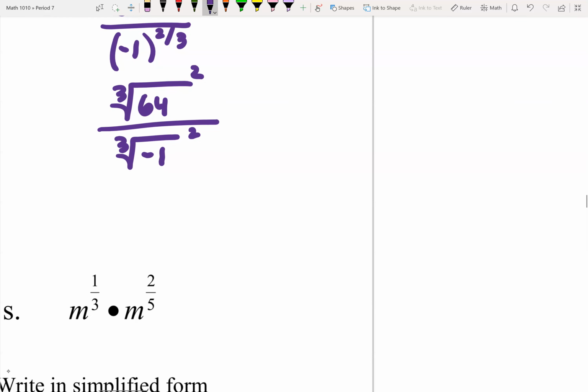What's the cube root of 64? 4, and that's squared. What's the cube root of -1? -1 in parentheses, squared. Why did I put the -1 in parentheses? The negative is squared, yes. 4 squared is 16, and -1 squared is a +1. That's my answer. That's it.